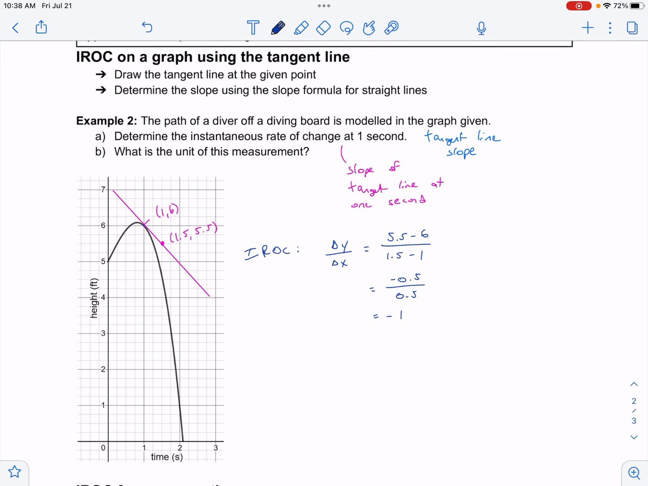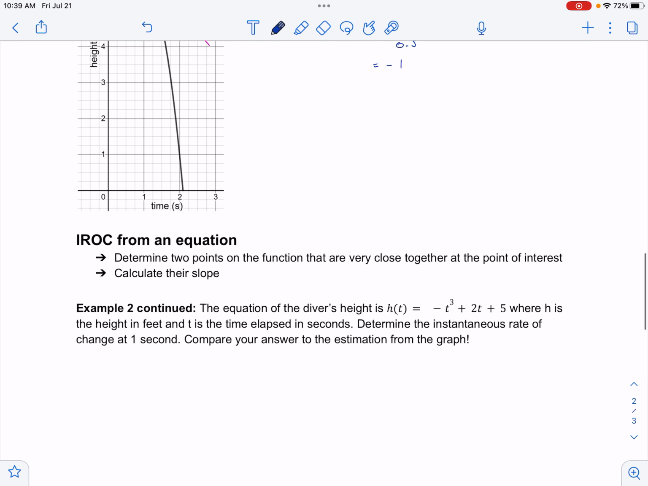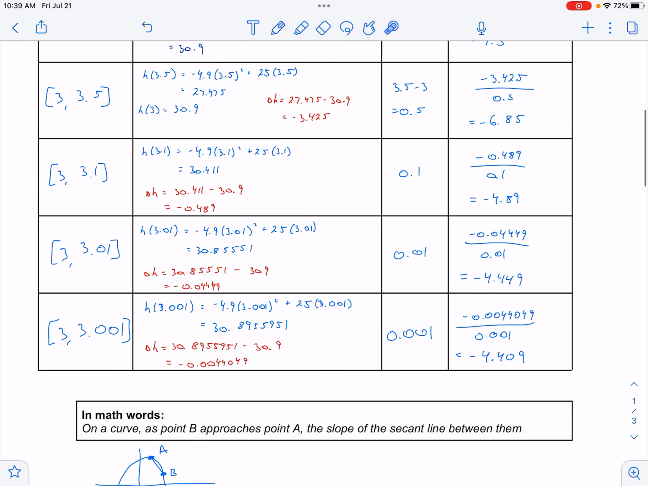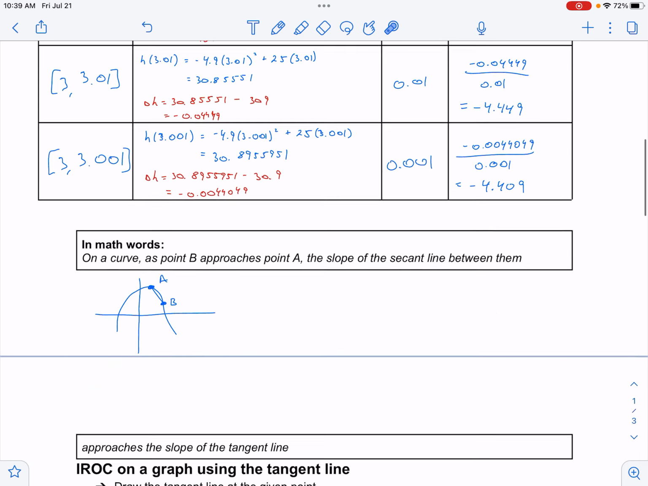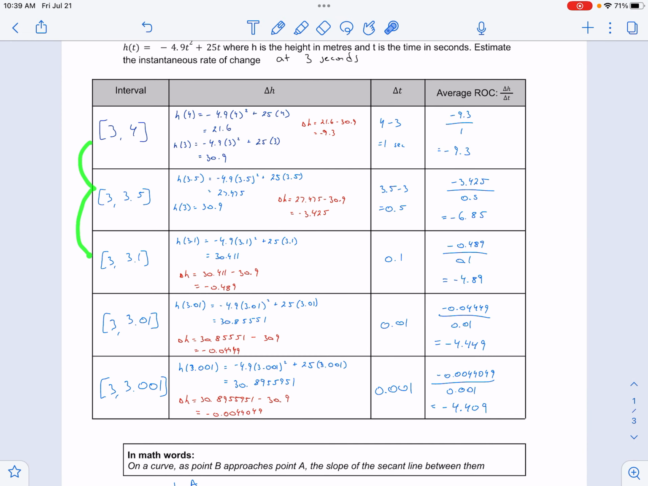So when you're asked to find the instantaneous rate of change on a graph, you need to be sketching what that tangent line looks like and then finding the slope of the tangent line. Now, if you're given an equation, you're going to jump right to this bottom step where you're using 2 points that are so close together and finding the slope between them. The goal of this chart was just to show you that the closer the 2 points get, the more precise the slope is going to be.